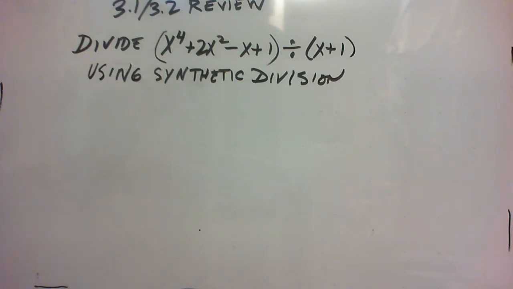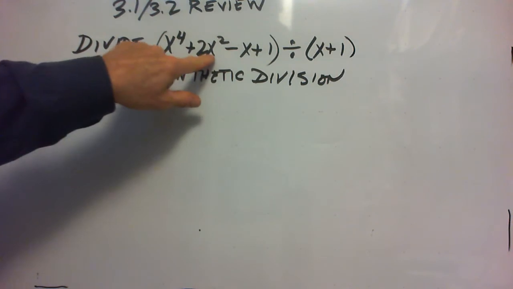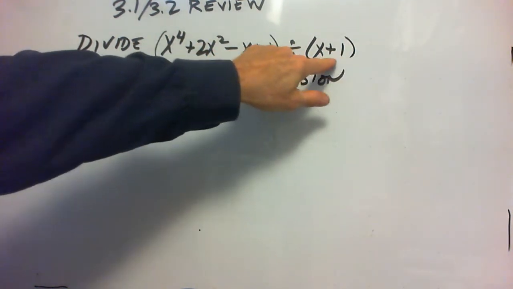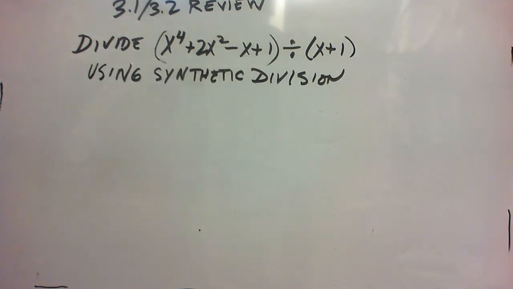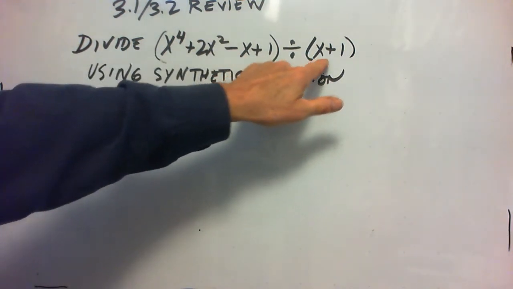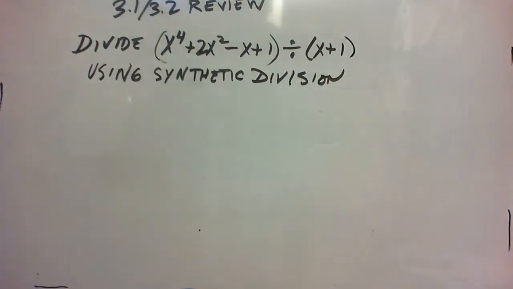Okay, for our next problem, we're going to divide the polynomial x to the fourth plus 2x squared minus x plus 1 by this binomial x plus 1 using synthetic division. Now we can use synthetic division if we're dividing by x plus something or x minus something, a linear term. On the previous problem, we could not have used synthetic division. We had to use polynomial division, but here we can.